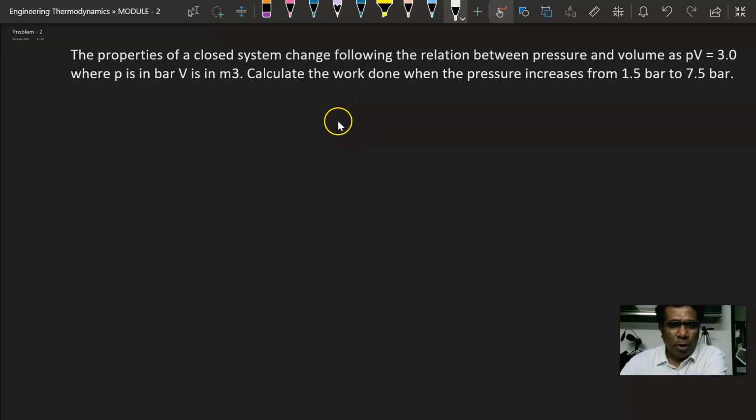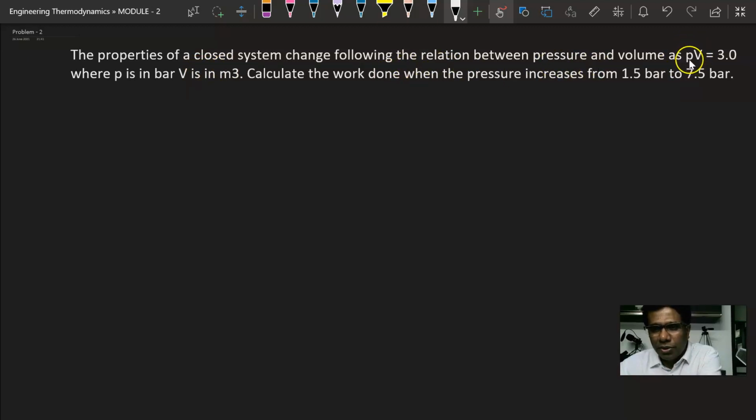Moving on to the second problem of work done. The properties of a closed system change following the relation between pressure and volume as PV equal to 3.0, where P is in bar and V is in meter cube. Calculate the work done when the pressure increases from 1.5 bar to 7.5 bar. Now if you read it again, you can clearly see that there is a relation given between pressure and volume.